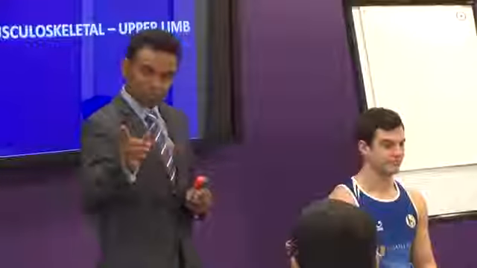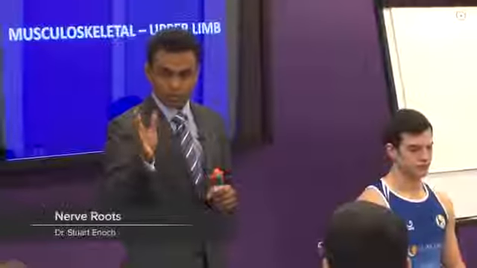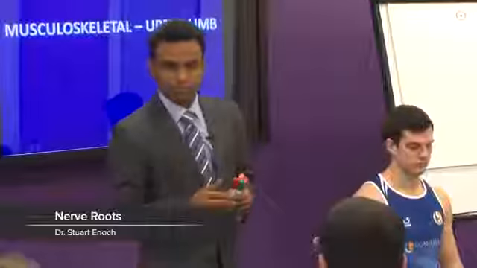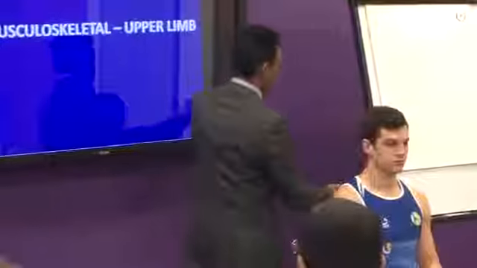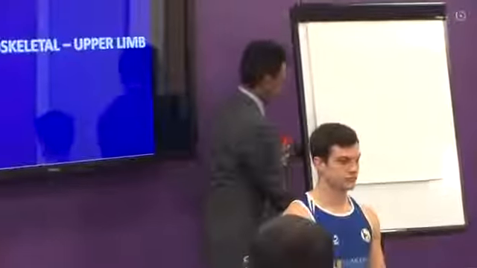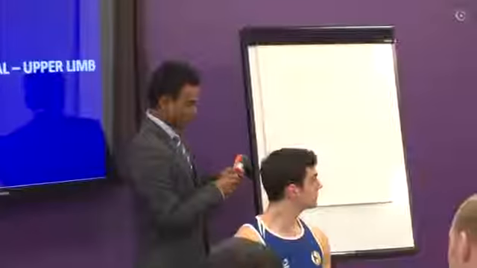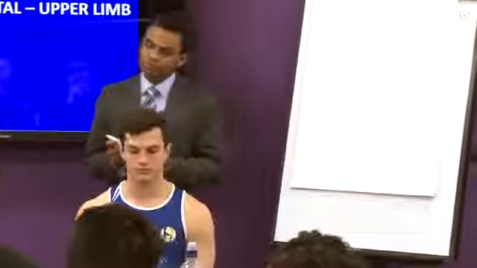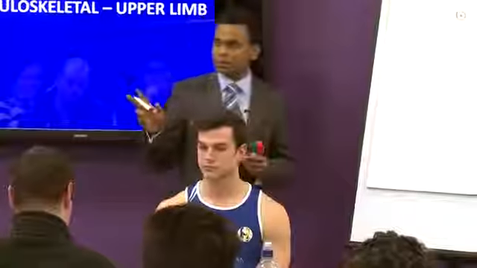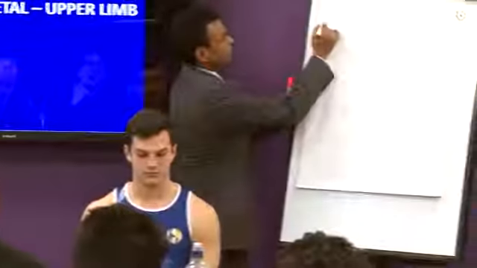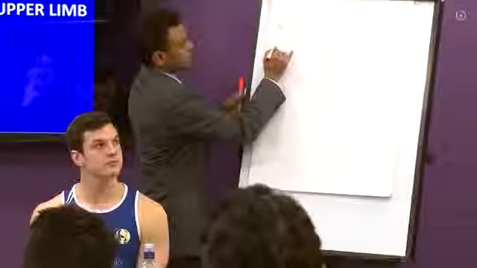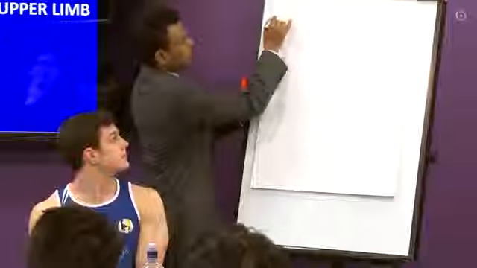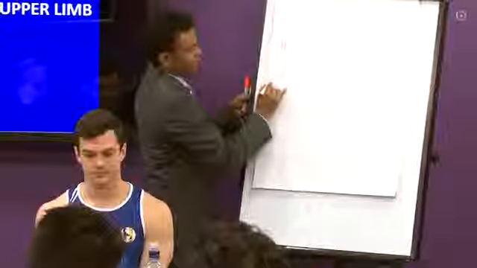So, brachial plexus, nerve roots, where are they from? 4, 5, 6, T1. Try again. 3, 4, 5, 6, T1. No, 5, 6. So C5, C6, C7, C8 and T1.